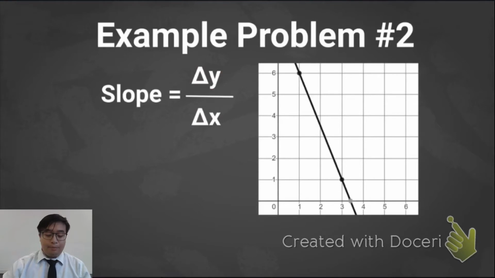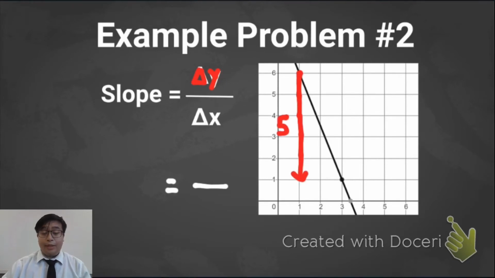So here's the second problem. I want to find the slope of this graph here. First, I need to find the change in y. Starting at one point, how many spaces down do I need to move in order to get to the next point? Let's do 1, 2, 3, 4, 5. So it looks like my change in y is going to be 5. But wait, since I'm moving down, is my change in y going to be positive 5 or negative 5? It's going to be negative 5 because I know down is the negative direction. So my change in y is going to be negative 5.